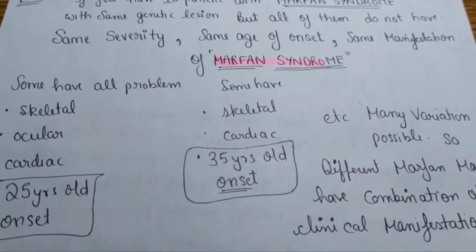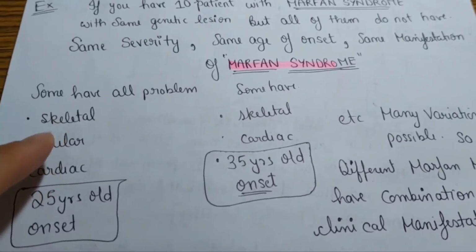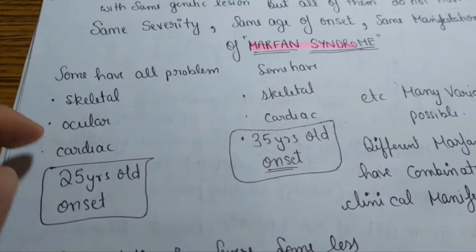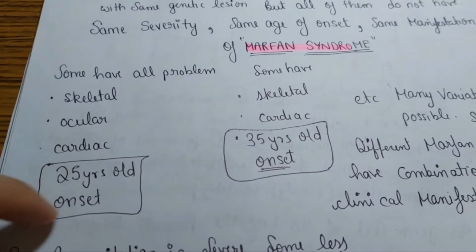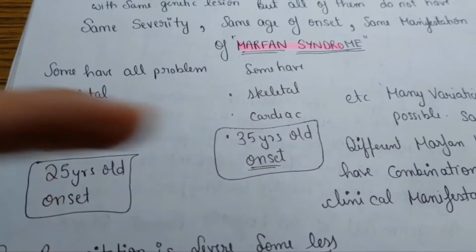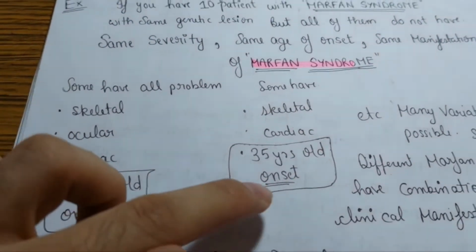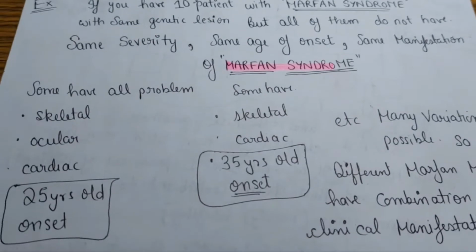For example, some of the people will have problems in all the systems such as skeletal problems, ocular problems, and cardiac problems, and maybe their age of onset is 25 years old, whereas another set of people might have only skeletal and cardiac problems and their age of onset can be 35, whereas another group may have only ocular problems.